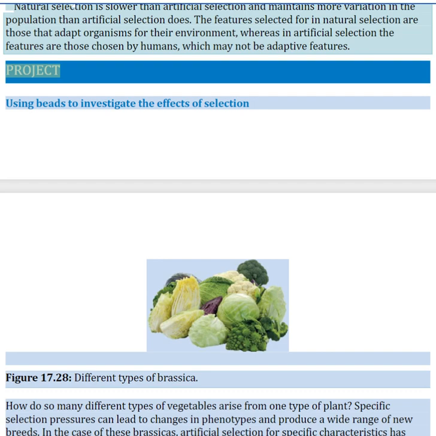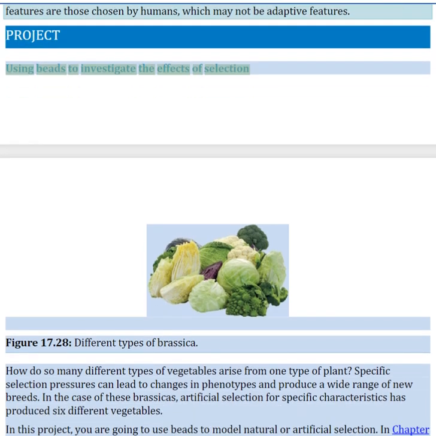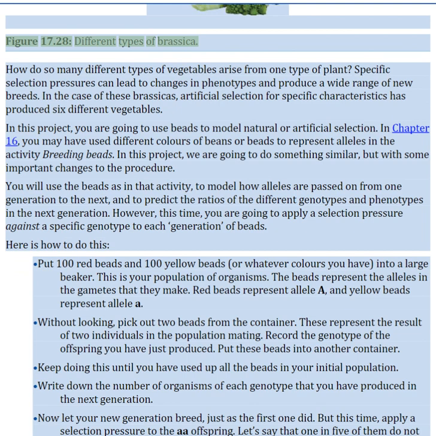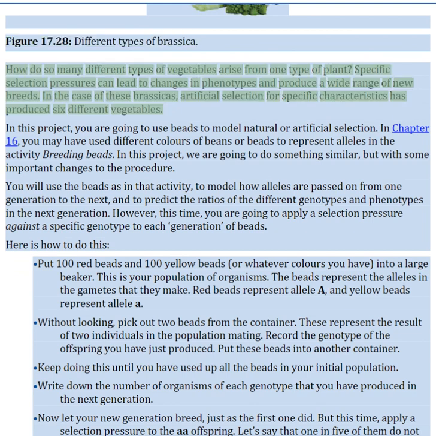Project. Using beads to investigate the effects of selection. Figure 17.28, Different types of brassica. How do so many different types of vegetables arise from one type of plant? Specific selection pressures can lead to changes in phenotypes and produce a wide range of new breeds. In the case of these brassicas, artificial selection for specific characteristics has produced 6 different vegetables.